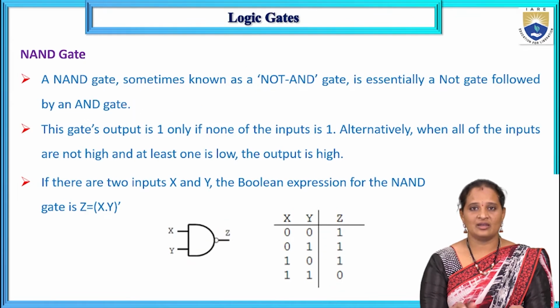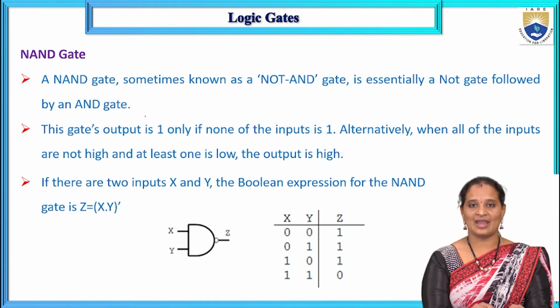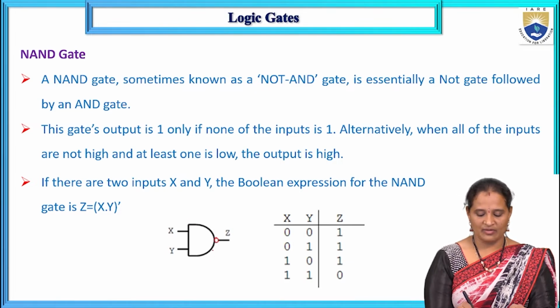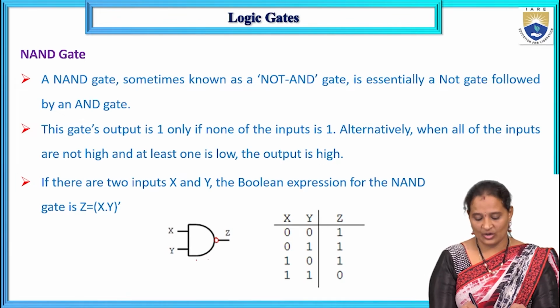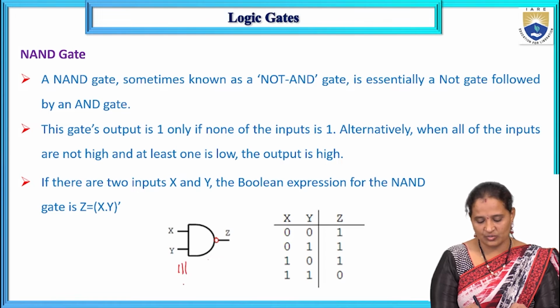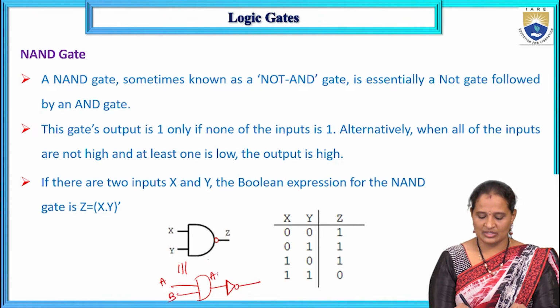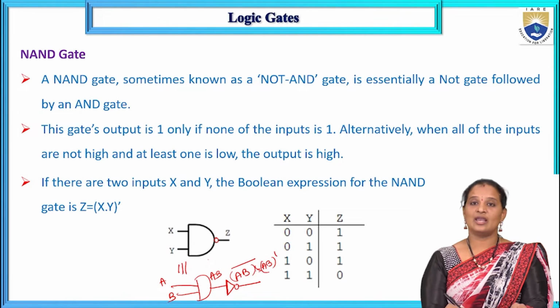Now coming to the NAND gate. The NAND gate is sometimes also known as NOT AND gate, and it is essentially an AND gate followed by a NOT gate. So this is the symbol here. This is an inverter and we have a NAND gate. An AND gate with a bubble at the output side indicates the NAND gate, or this is also equivalent to an AND gate with an inverter at the output side. A, B, C. So this is AB and this one is AB whole bar, or A dot B complement. So this is the NAND gate output.